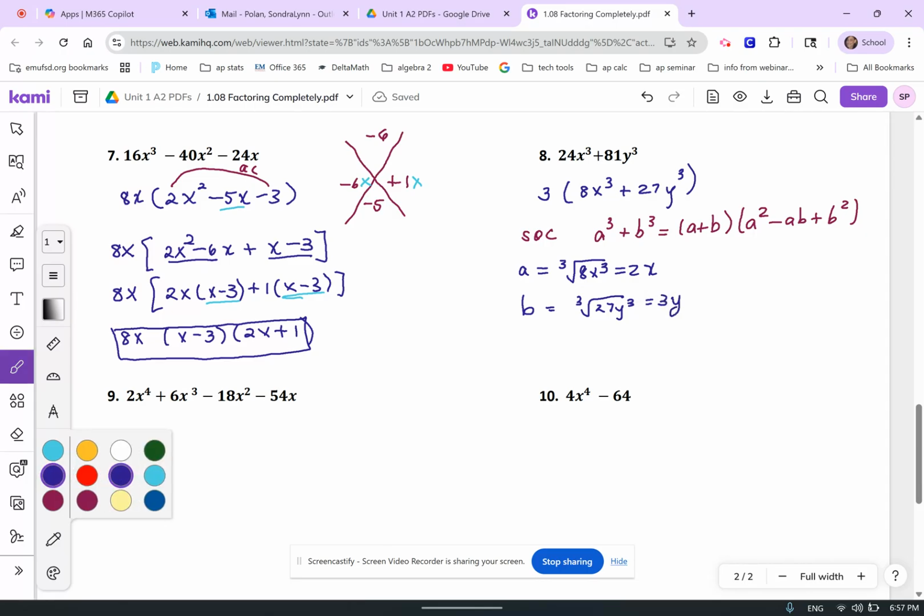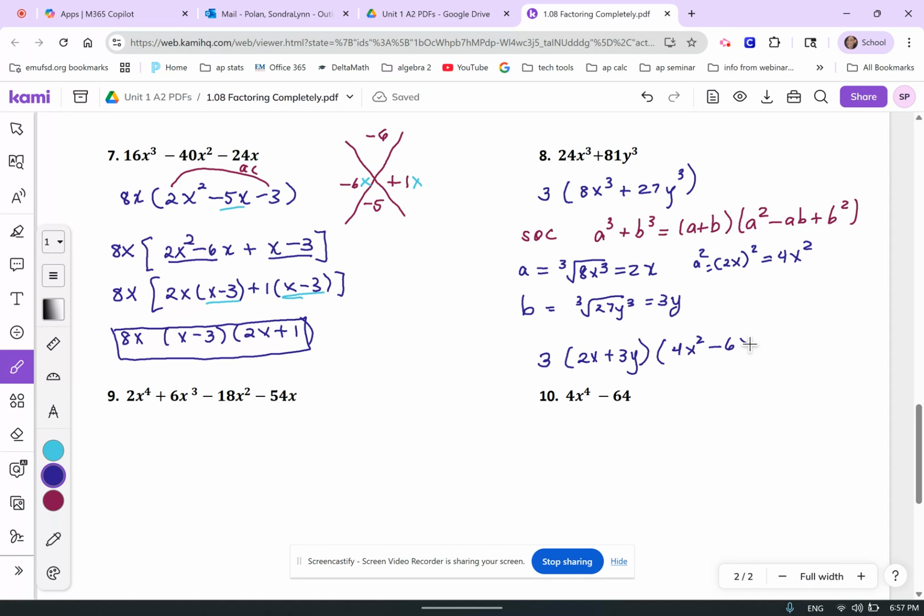So now we're almost there. I know it seems like a lot, but we're almost there. I carry down that original 3 of the GCF. It's a plus b, so a is 2x and b is 3y. Now I'm squaring the a. That's the next part of the formula. So 2x squared, that's what a squared is. 2 times 2 is 4, and x times x is x squared. So this becomes 4x squared. We carry down the minus, and then it's a times b, so 2 times 3 is 6x times y.